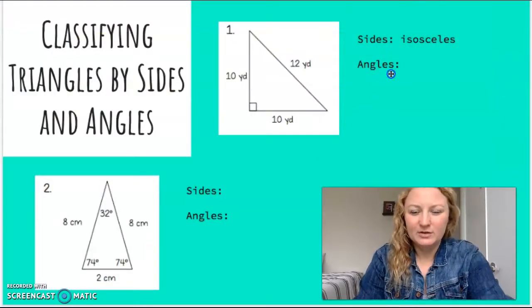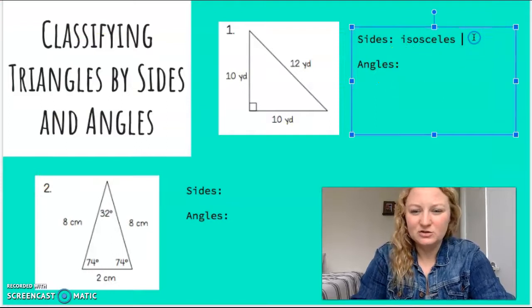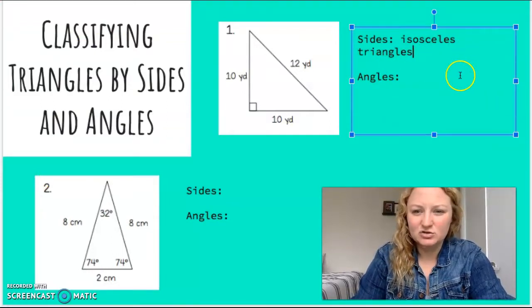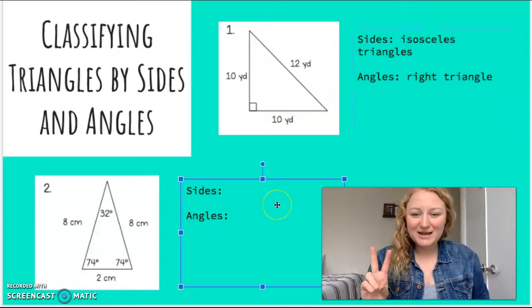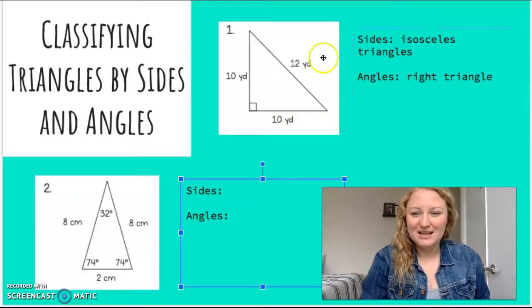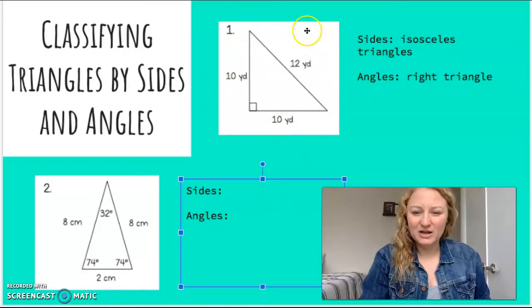So I would call this, oh, I should add triangle up here too. Isosceles triangle and a right triangle. So those are the two names for that same triangle. It is an isosceles triangle based on its sides, and it is a right triangle based on its angles.